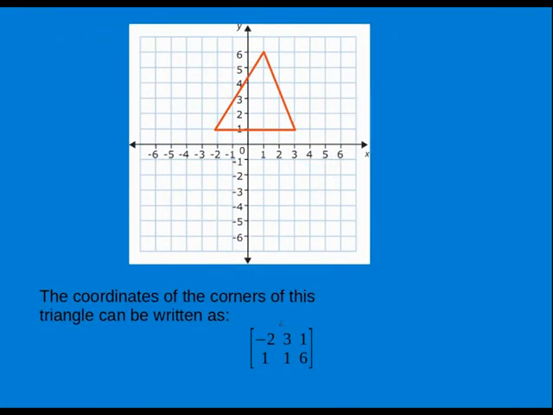The coordinates of the corners of this triangle can be written as a matrix that has 2 rows and 3 columns, representing the points at the corners: (-2, 1), that is x of -2 and y of 1, then (3, 1), and (1, 6).